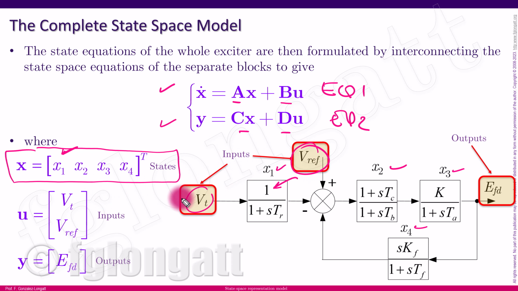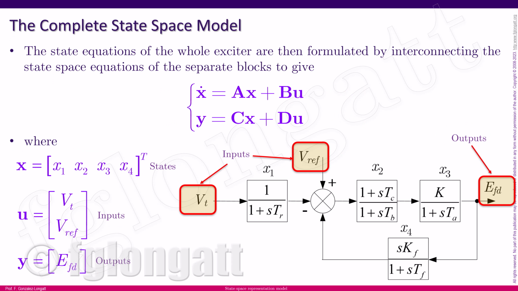Regarding the inputs, it's very clear. We have one input, that is the terminal voltage coming from measurements. We have the reference voltage, and that is the reason that the input vector has 2 components. And as usual, you can see this is a single output system, and the output is just the voltage of the field winding.